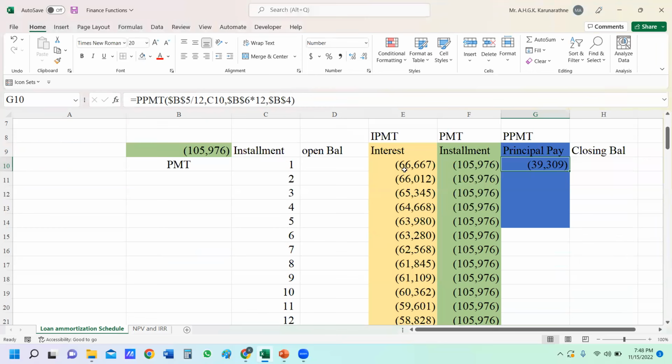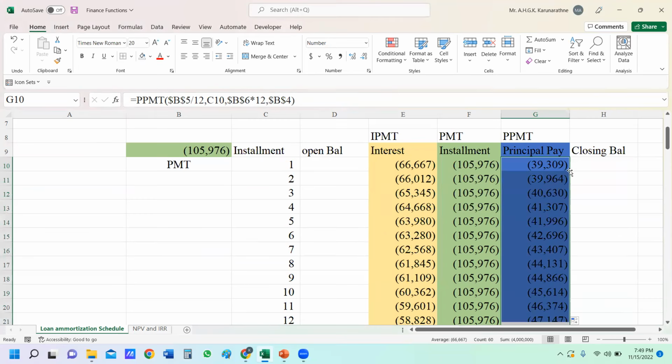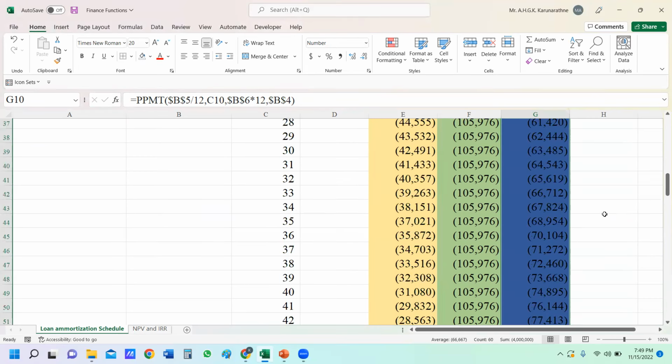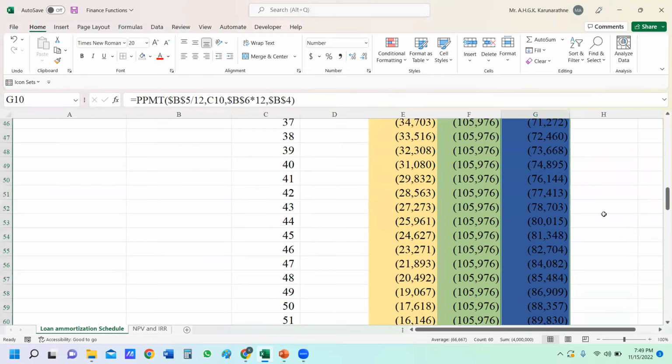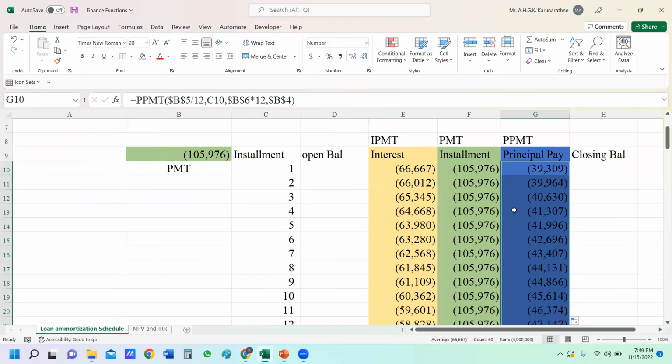Look at the value carefully, 66,39 seems right. We will now copy this. Right, it seems to work, it is working. We'll now see that at the end of the period, it becomes 0.